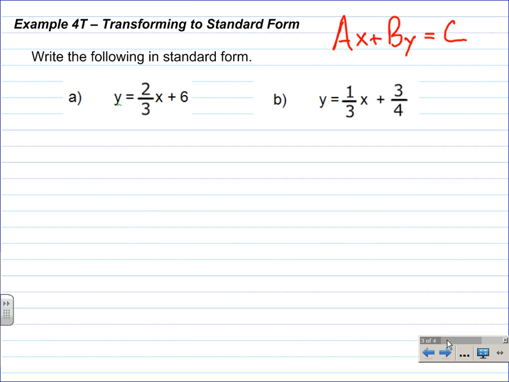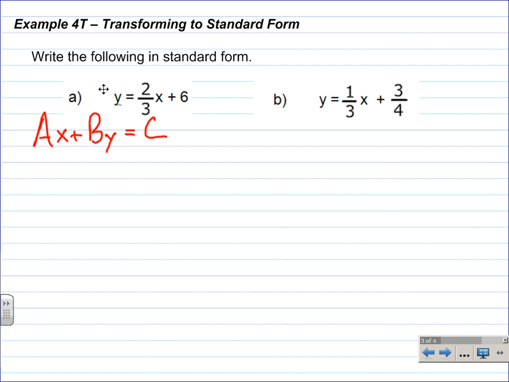Example 4t, transforming to standard form. Write the following equations in standard form. I have the standard form here, ax plus by is equal to c, and if we take a look at the standard form compared to what we're given, and you should recognize this as slope-intercept form, we need to transform this into standard form. I've lined up the equal signs.